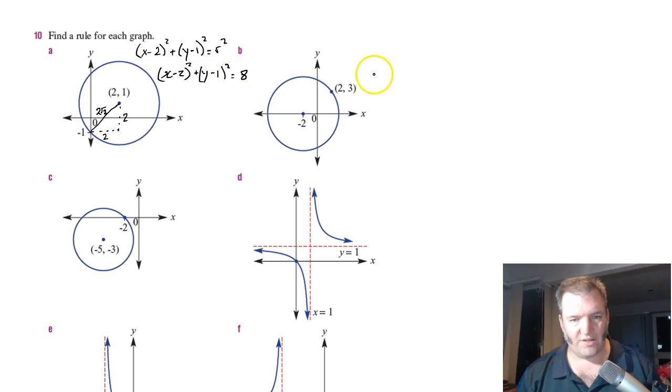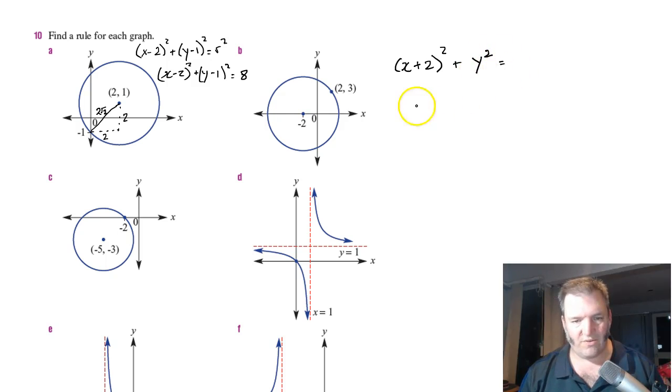Here I've got another circle. Let's have a go at this one. The x turning point is at negative 2, so minus negative 2 is the same as plus 2 squared. The y coordinate hasn't shifted up or down, so I don't need to have anything in the brackets with the y, it's just plus y squared equals the radius squared.